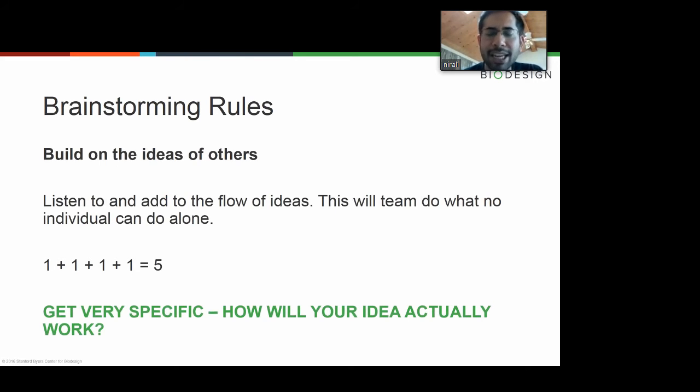And to think about this, just try to think about how to be very specific. So someone has a general idea. Oh, what if you had a sensor in every hospital, or in every doorway, that could detect bacterial infection? Well, how would you actually get that to work?